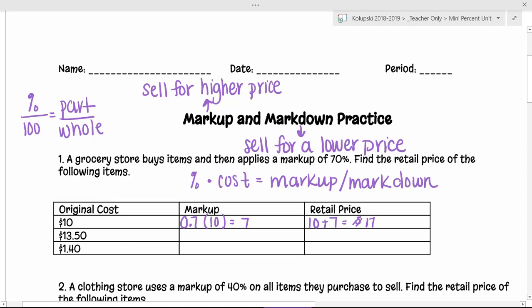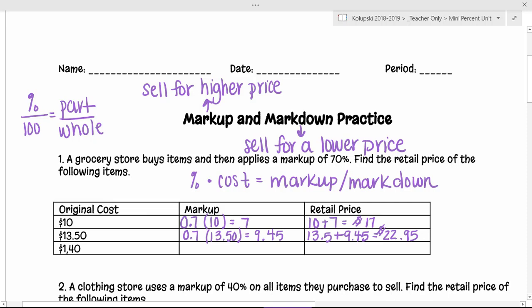Now, if the item costs $13.50, we're going to do the same thing. Take the percent as a decimal, multiply it by the original cost. So the markup is going to be $9.45. So I'm going to take that original cost and add that markup. So now the new cost of that item that will be sold in the store will be $22.95.